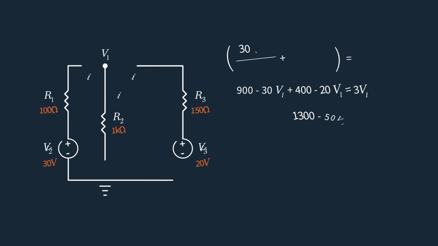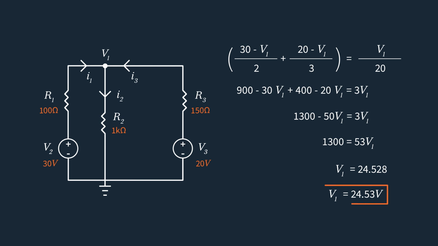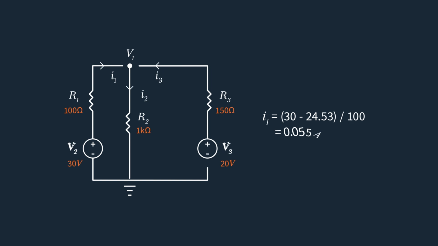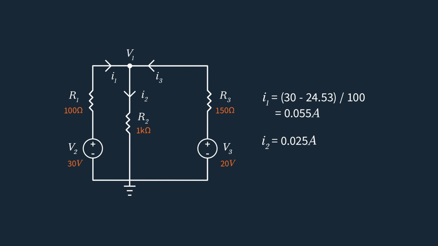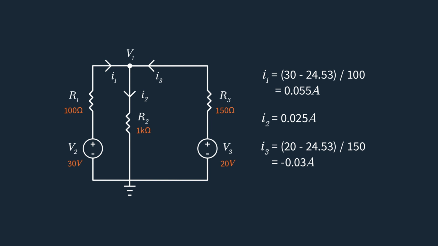We can simplify the equation further by reducing the denominators before eliminating them completely. At that point, it's just arithmetic, which gives us V1 equals 24.53 volts. If this isn't clear, just pause the video for a moment to make sure you follow all of these steps. Once you're confident about this, you can substitute the value of V1 in the equations for I1, I2, and I3. And we get I1 equals 0.055 amps, or 55 milliamps, I2 equals 0.025 amps, or 25 milliamps, and I3 as negative 0.03 amps, or negative 30 milliamps.